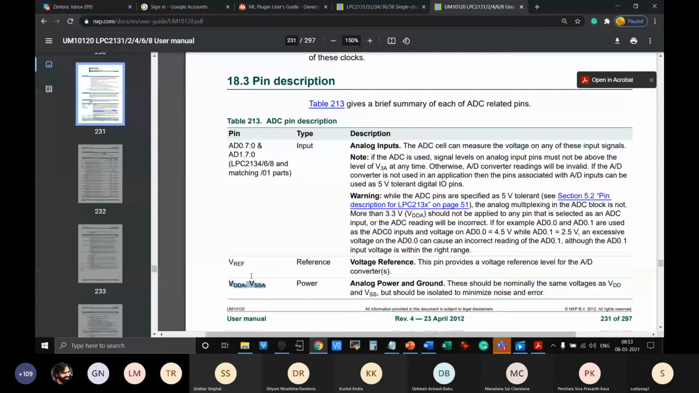I mean, suppose you want to convert a 10 millivolt signal by using this ADC, and your VREF may be any voltage up to 3 volt, but the input is 10 millivolt.